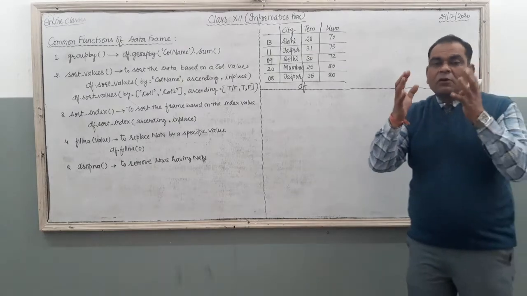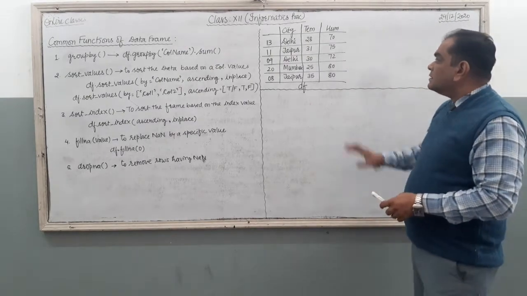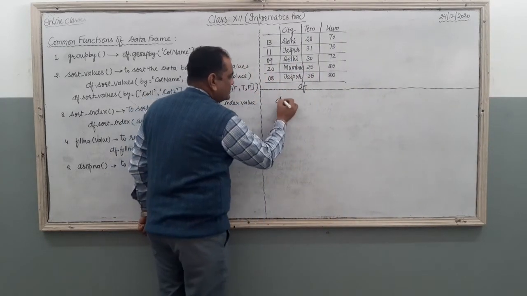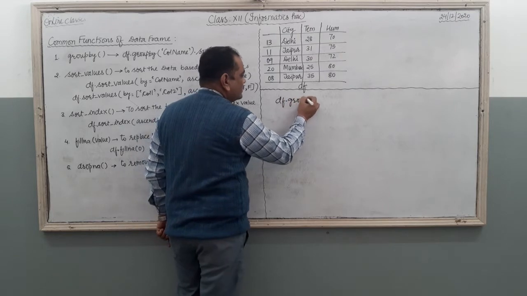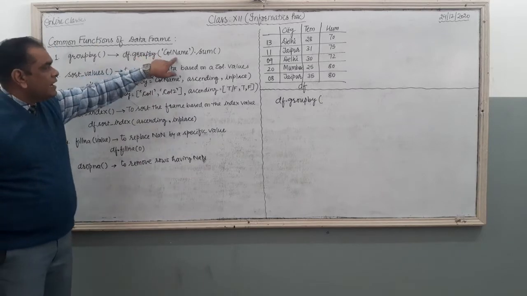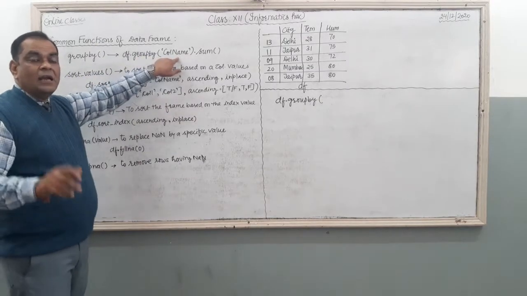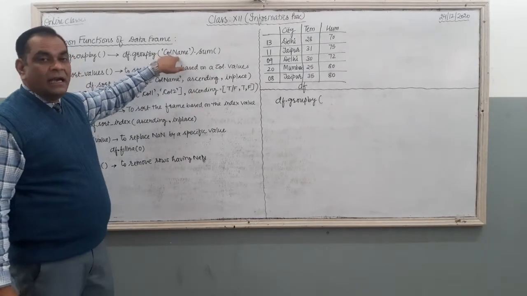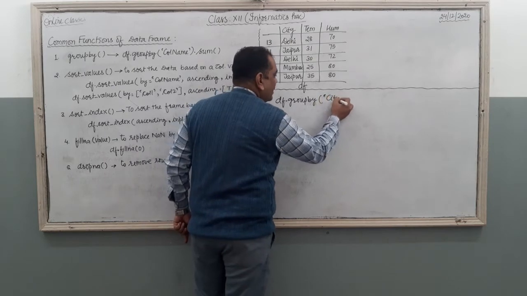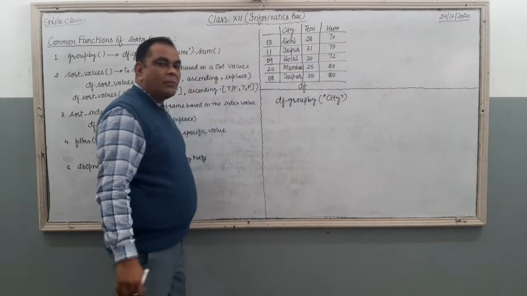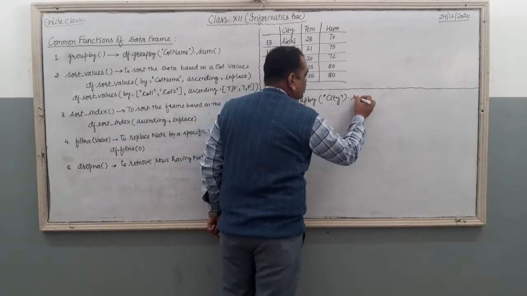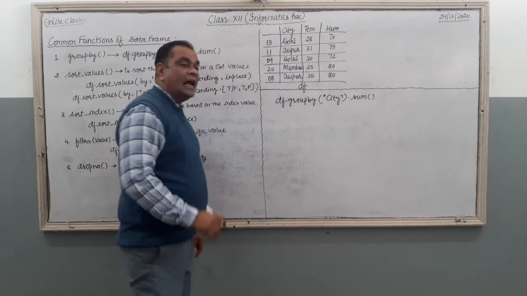Now, what is the practical role of group by command? Just see, suppose I apply one command. My command is df.groupby. First you have to check the syntax of this command: groupby, and inside the small bracket you apply the column name in inverted commas. So groupby, and I am going to take city here, because the city column contains common values in this data frame. Then suppose I want to use the sum function, then what will happen?